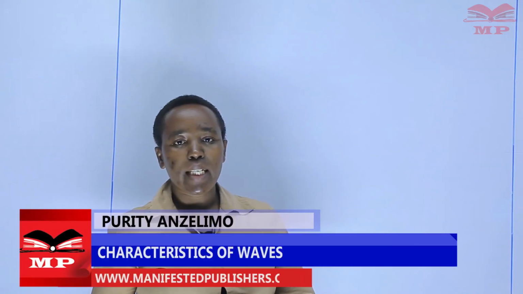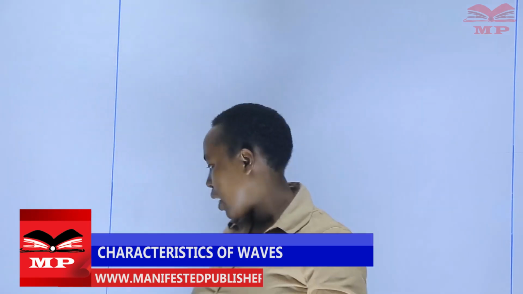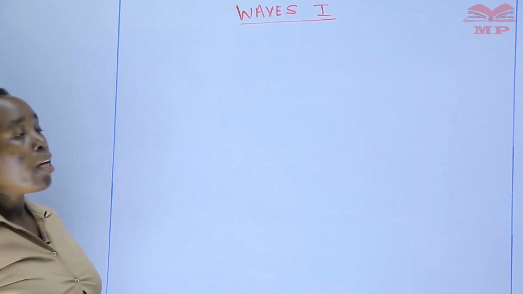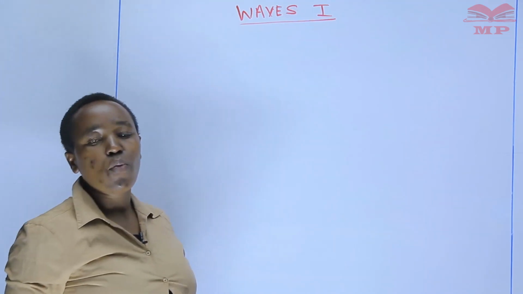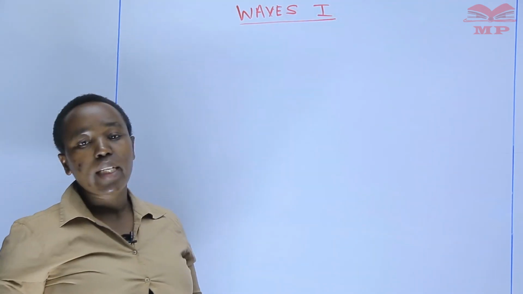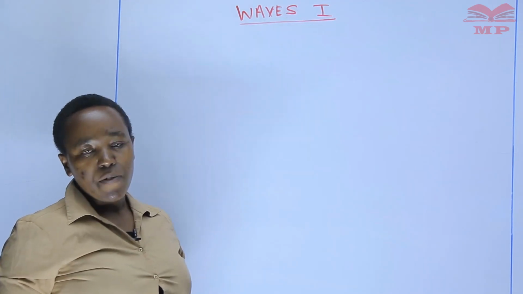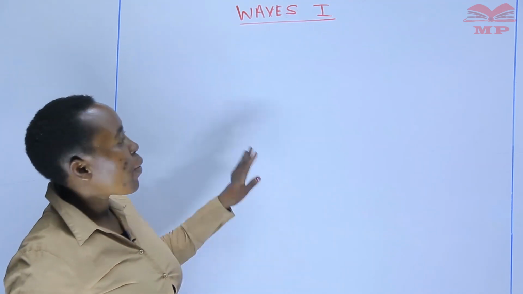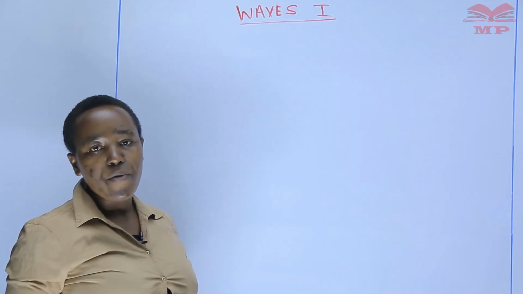My name is Purity Anzelimo, and in our lesson we are going to continue with the topic waves 1. That's our topic, waves 1. So far in waves 1 we have looked at the classification of waves, whereby we have looked at electromagnetic waves, mechanical waves, transverse waves, and longitudinal waves. And in our lesson today, we are going to look at characteristics of wave motion.